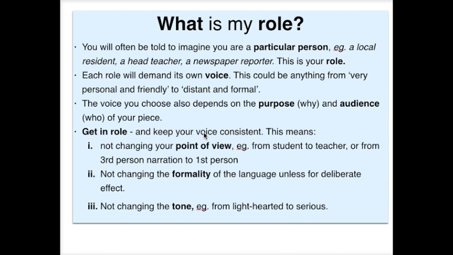keep the voice of the writing absolutely consistent, which means you shouldn't be changing your point of view. For example, you shouldn't be changing it from a student's to a teacher's perspective, or moving from first person to third person narration in a creative piece of writing, unless you're doing that for deliberate creative effect. You should not change the formality of the language unless, again, for deliberate effect. So if you start formal, you usually should end formal. And also don't change the tone of the writing, so don't change from light-hearted to serious.